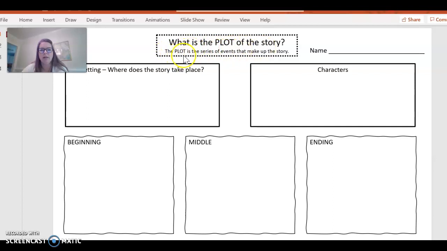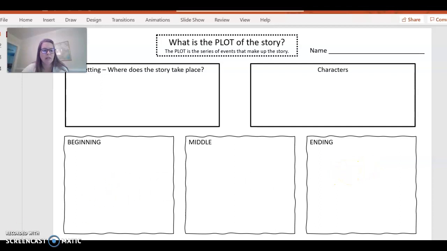And so we know that the plot is the series of events that make up the story. And we've talked about this in class, how we don't want to tell every single detail. When we are retelling a story or explaining a story, we only really want to focus on the main details, okay? So the goal for this lesson is that you will be able to hear a story and fill in these 5 components on the graphic organizer. You will be able to tell me the setting, which is where the story takes place, who the characters are, what happened in the beginning of the story, what happened in the middle of the story, and what happened in the ending of the story.